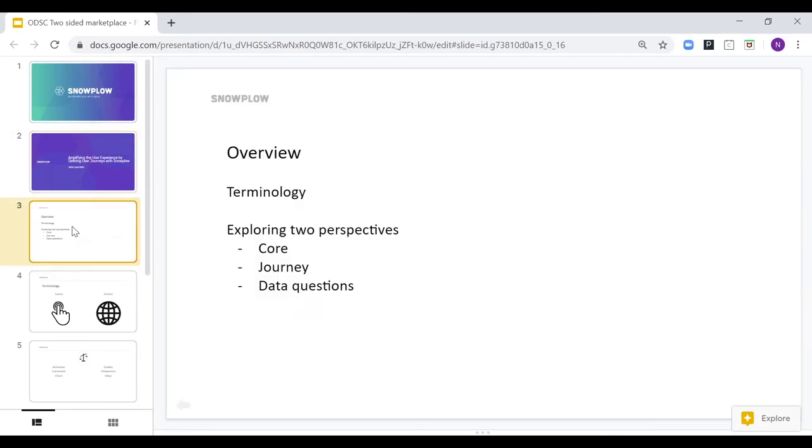What I will be talking about today: I'll clear up some terminology first, just so we know what we're talking about and which terms I'll be using. And then I want to explore the two different perspectives in a two-sided marketplace. So how are they different in their core? What is different in the journey they have? And what's the difference in the questions we ask of the data? And is there really a difference?